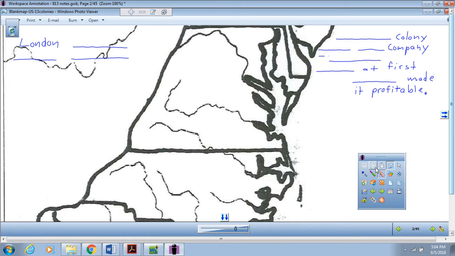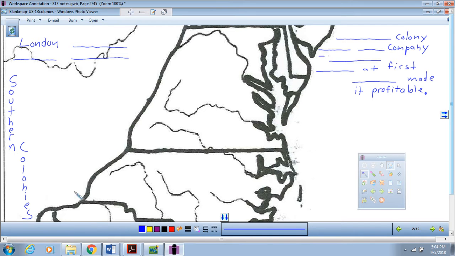Now, the first group of colonies that we're going to learn a little bit about, of course we're going to revisit it later, are the Southern colonies. And the Southern colonies began with Virginia. Virginia was the first of the Southern colonies. And of course, the first colony or first settlement in Virginia was what colony? Yes, Jamestown.